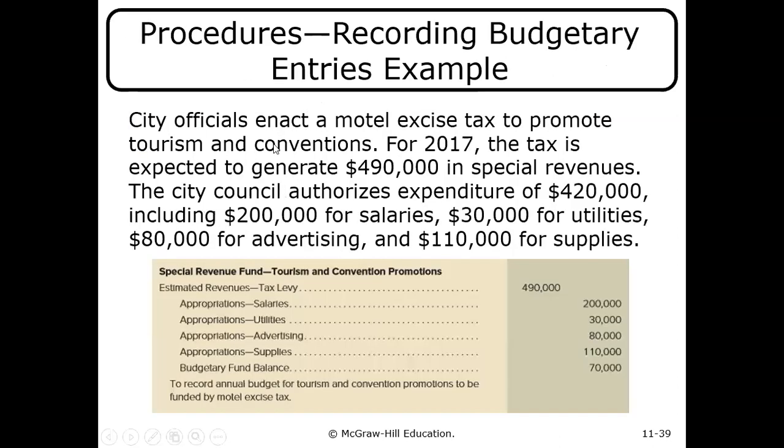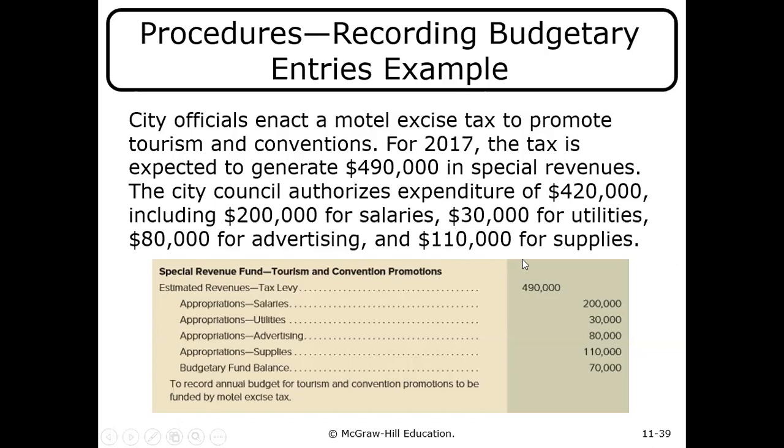So let's say the city officials, and it's the city officials who pass the budget, enact a motel excise tax to promote tourism and conventions. For 2017, the tax is expected to generate $490,000 in special revenues. That's the budget. The city council authorizes expenditures of $420 in total, and that's the breakdown.